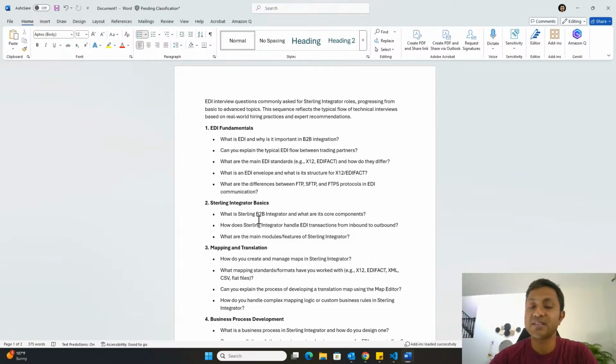The next one is, what are the main modules or features of Sterling Integrator? Translation and transmission are the two important modules that we typically use in Sterling Integrator. And then the observability, the troubleshooting part, the performance management, all of that comes into the picture. The first question about core components and the main modules or features are similar, going hand in hand, with probably almost similar answers.